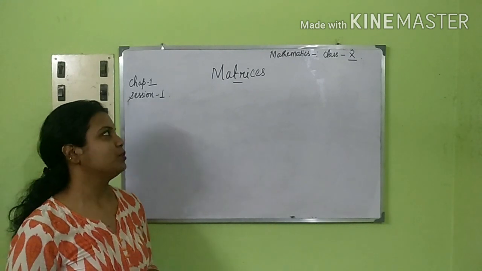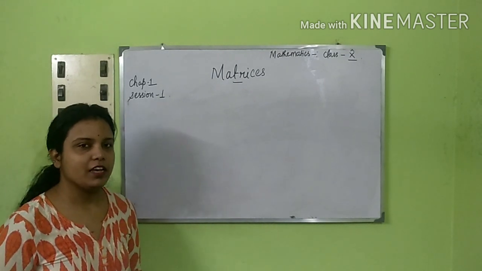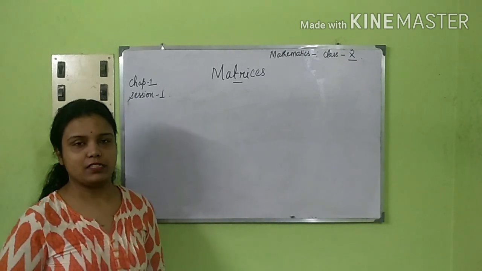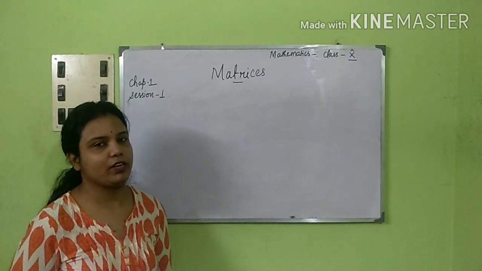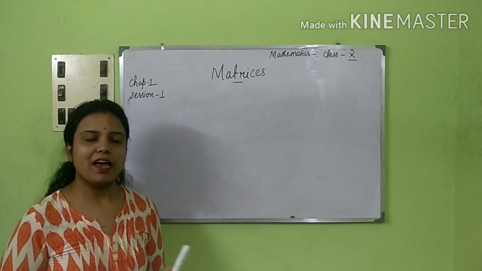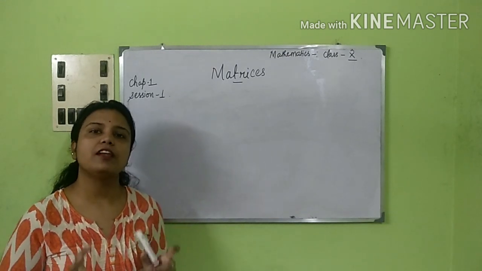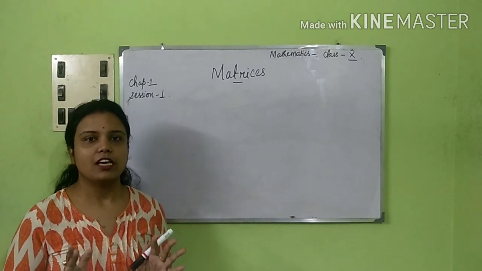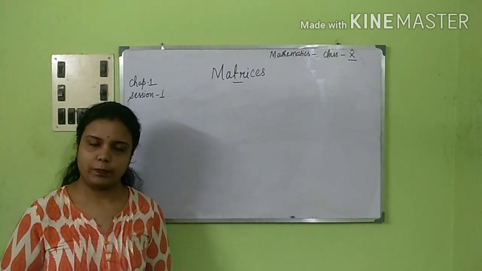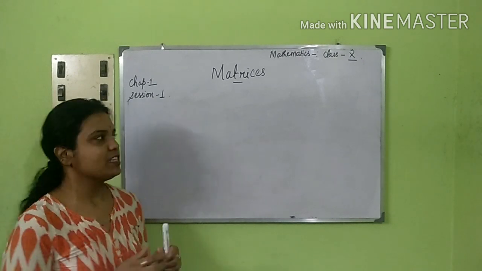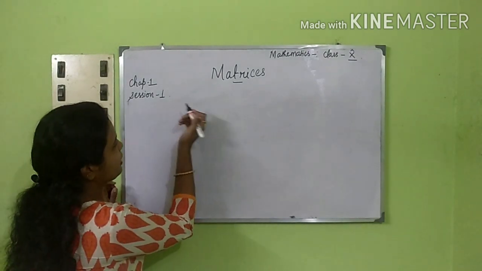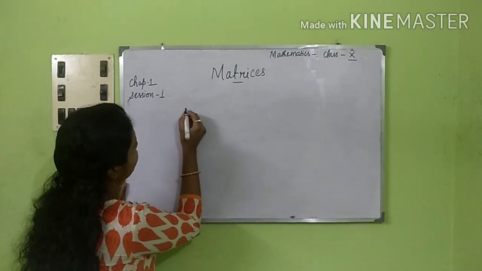Okay, so let's start with matrix today. Now this word matrices is the plural term of matrix. Okay, so matrix is basically a rectangular form of some particular numbers which are arranged in rows and columns. Okay, it is basically of the shape. I'll show you one example of it.